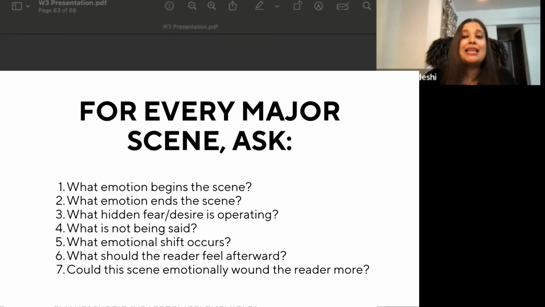Then comes, what should the reader feel after this scene? This is incredibly important. It is one of the most powerful questions you can ask yourself while revising your manuscript on scene level. Because now you stop thinking only as a writer, you begin thinking as an emotional architect of your story. Should the reader feel dread, ache, suspicion, grief, tenderness, discomfort, emotional anticipation? Remember, strong revision is intentional emotional design.